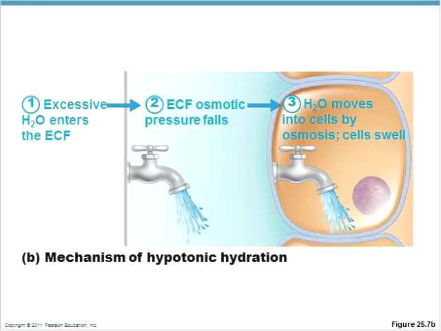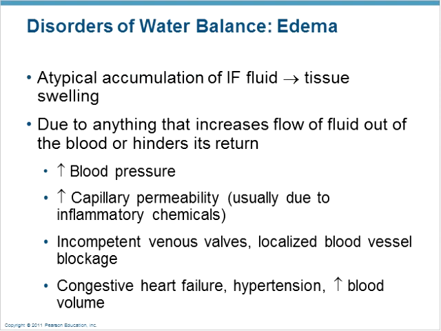That happens when you look at the mechanisms of hypotonic hydration. An excessive amount of water enters the extracellular fluid. The extracellular fluid osmotic pressure falls, and so the fluid moves from the area of low concentration to the area of high concentration, and it fills the cells, and it can actually explode the cells given enough of an incline between the osmolality of the intracellular fluid and the osmolality of the extracellular fluid.